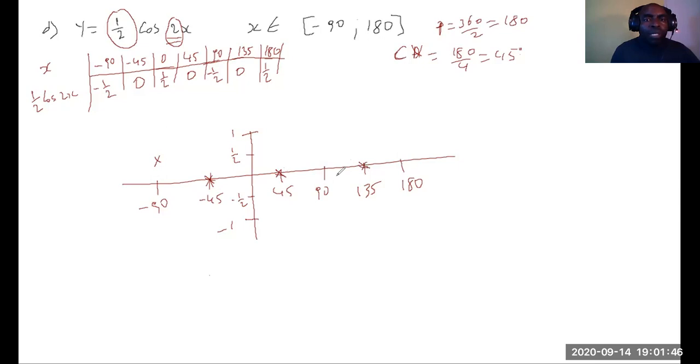Then our maximum is at 0. At 0, we have got a half, which is the maximum there. And also at 180, we have got a maximum, which is a half there. Our minimum is negative 90. We have got a negative half there, somewhere there. So this was misplaced. Yes, negative a half there. And then we have got at 90, a negative half there.